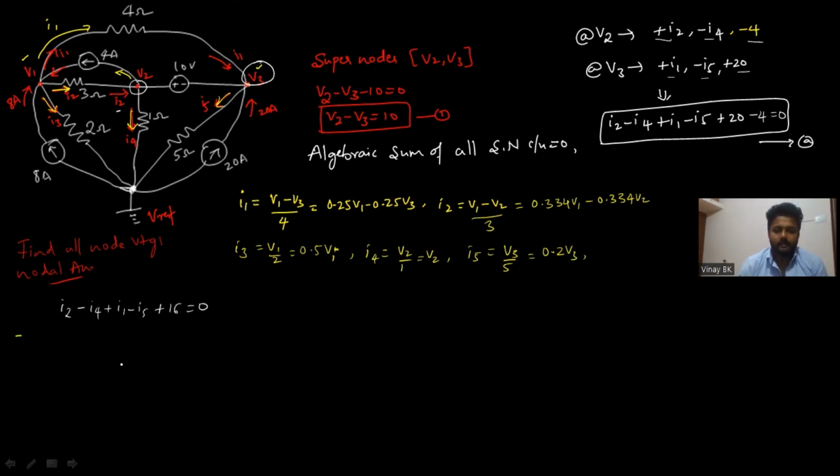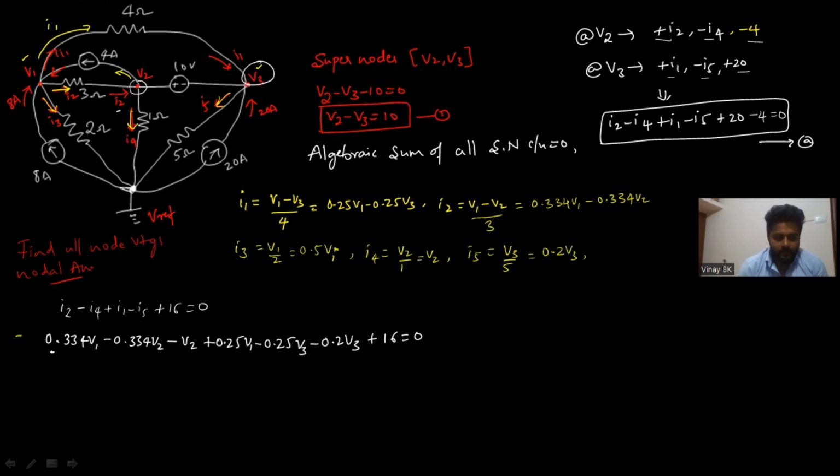The values: I2 is 0.334 V1 minus 0.334 V2, minus I4, and I4 is V2, plus I1, that is plus 0.25 V1 minus 0.25 V3, minus I5, that is minus 0.2 V3, plus 16 equals 0.